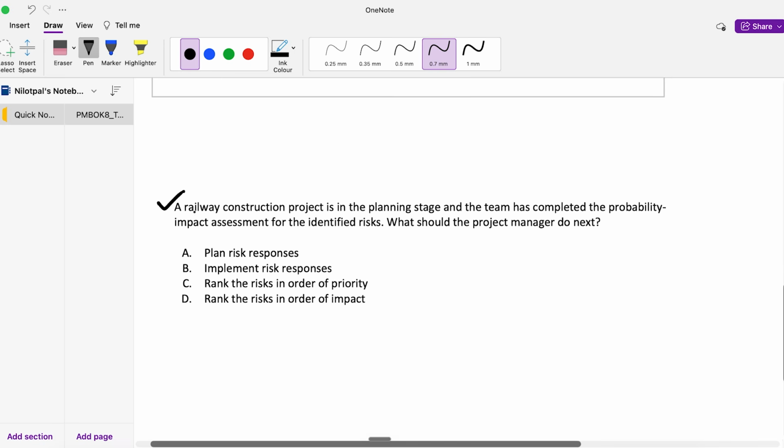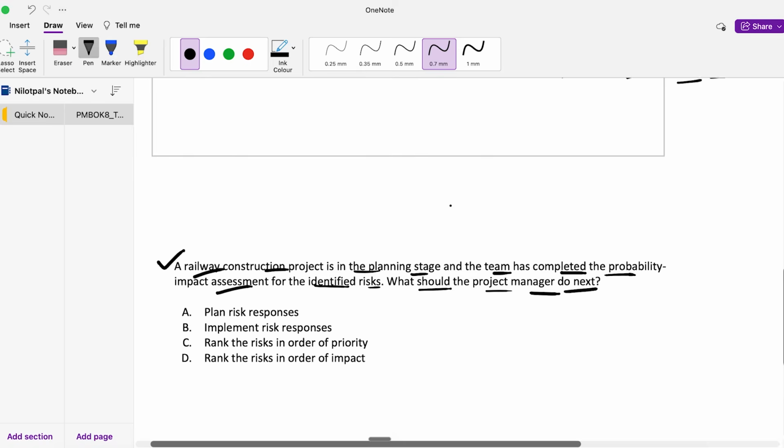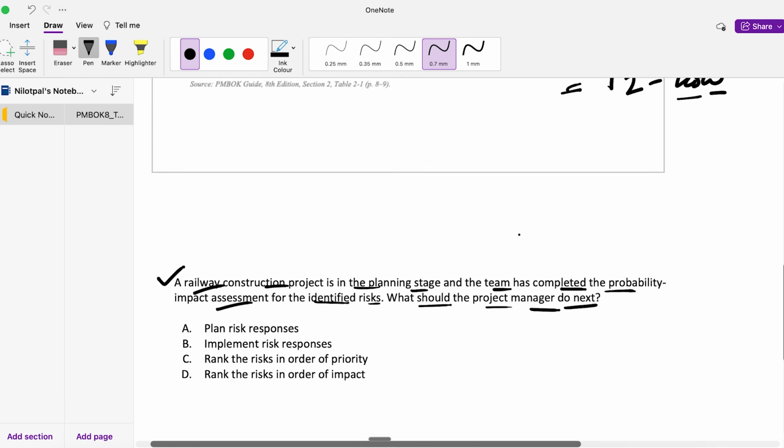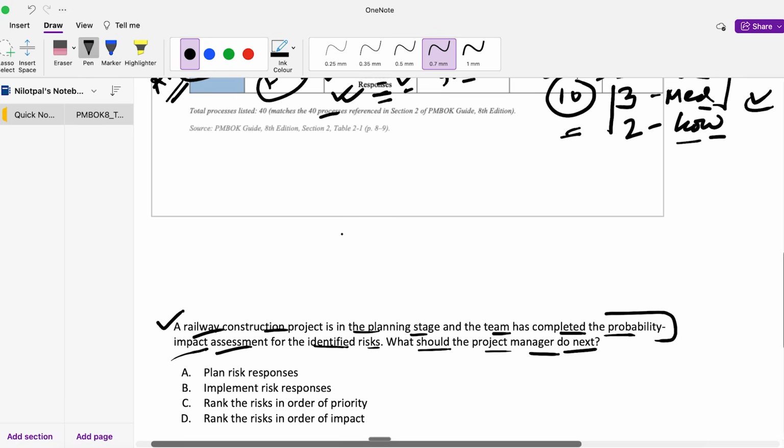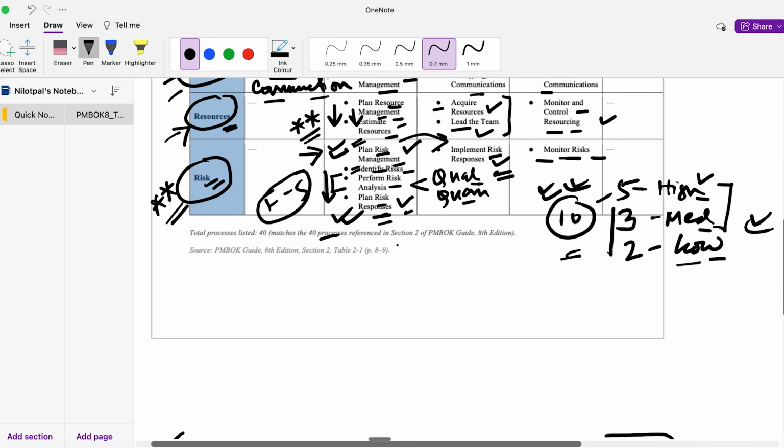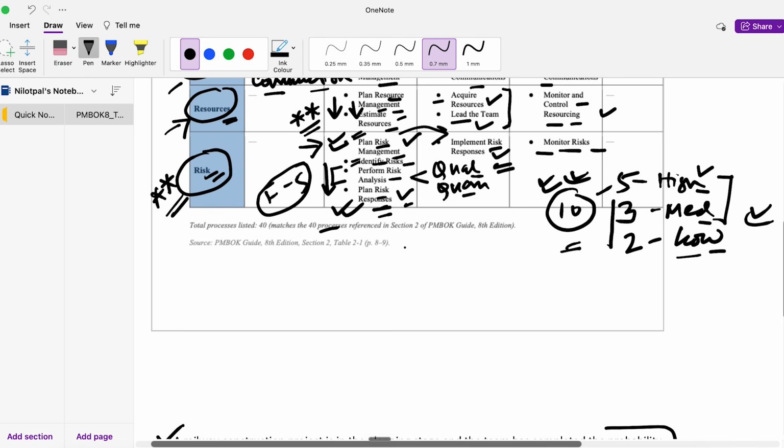Right, so let's start. A railway construction project is in the planning stage, and the team has completed the probability impact assessment for the identified risks. What should the project manager do next? Now, if you go back to this chart, which we have just learned, the team has completed what? They have completed the probability impact assessment, right? So, what is probability impact assessment? You tell me. It is basically performing the risk analysis, right?